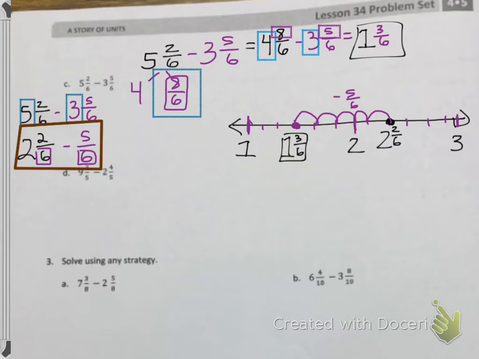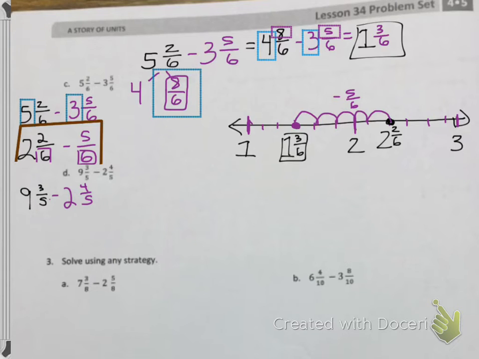Okay, let's try this one more time. We're going to do both. And then you can use any strategy you want to on the bottom for 3A, 3B, and 3C, and 3D. So let's do this next one. So here, I'm going to do the work 9 and 3/5, subtracting 2 and 4/5. I'm going to make my array and use that number bond in order for us to convert and find the difference.